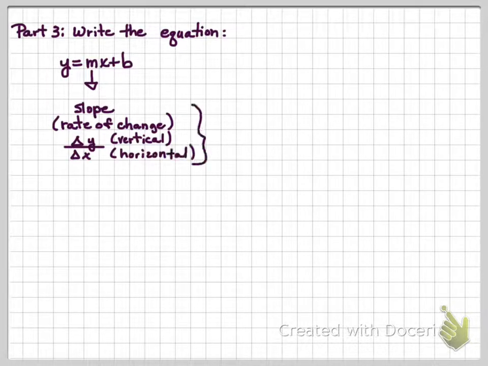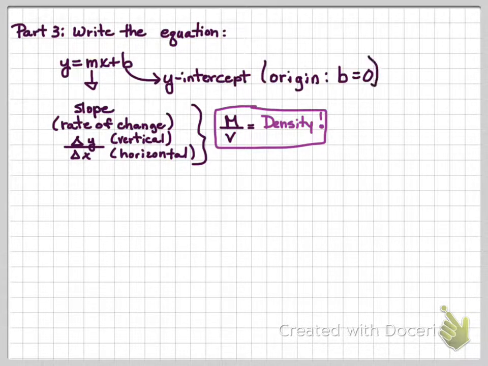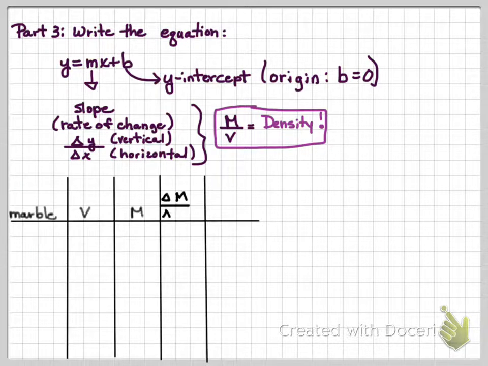which is the change in y over change in x, vertical over horizontal. And this is density. This is your mass over your volume. This number represents the density of the marbles. The slope of the line defined by the data is the density of the material, which is the marbles. b is your y-intercept, and again, since it goes through the origin, the y-intercept is going to be 0 in this case.